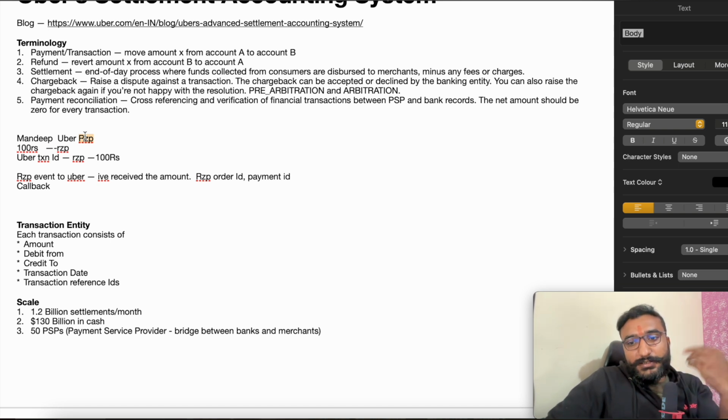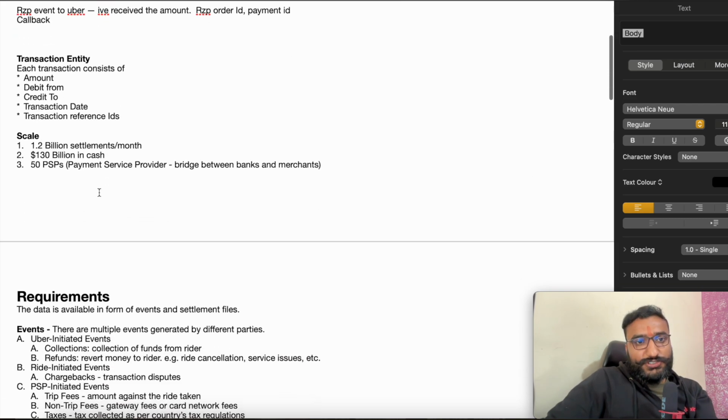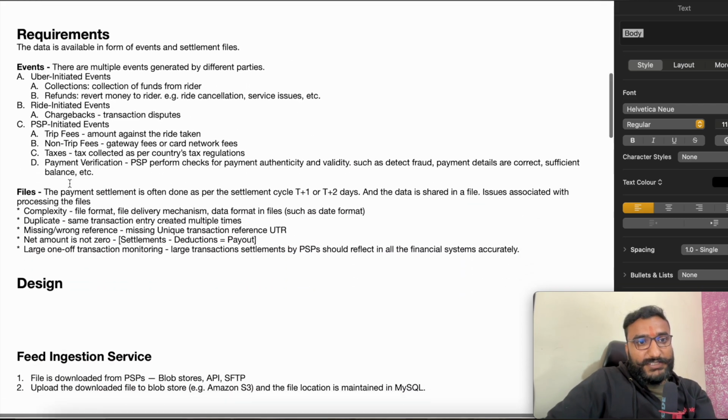Then let's say you enter the MPIN. Once the MPIN is authorized, you will get an authenticated event. Once the payment is completely done or successful, you will receive a successful event. Or if the payment fails, let's say you entered the wrong MPIN, in that case you will receive a failure event. Those are the events which the system will receive in case of PSP.